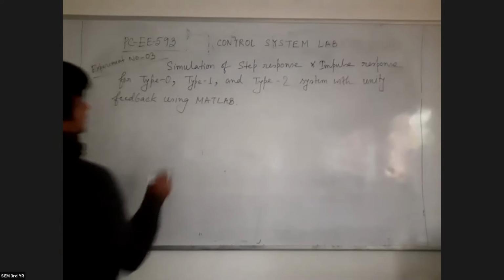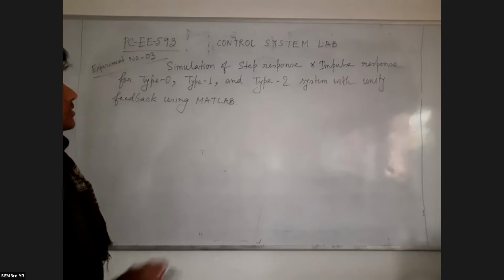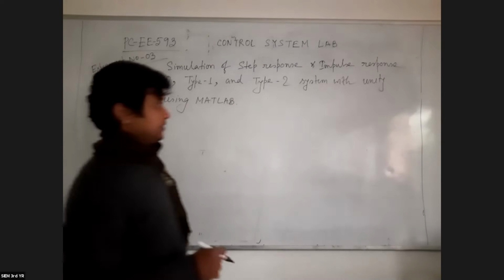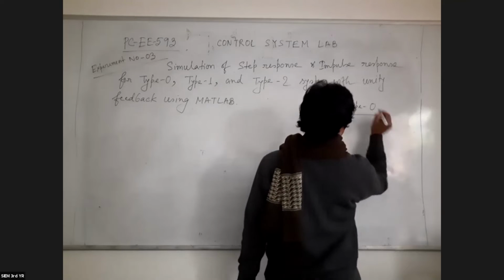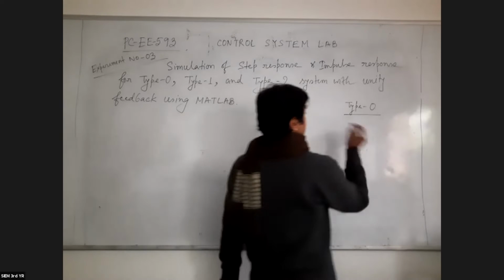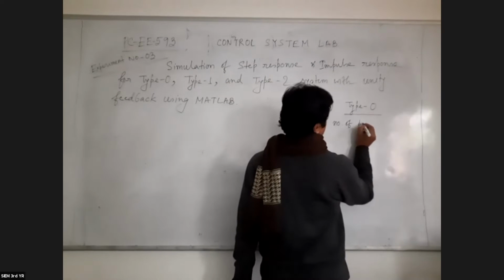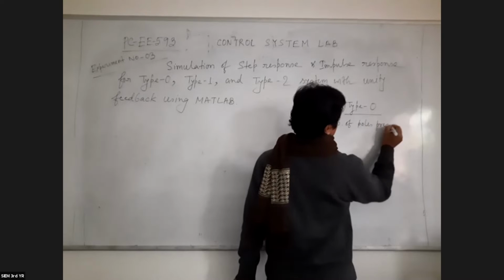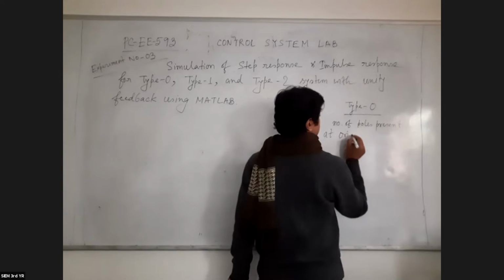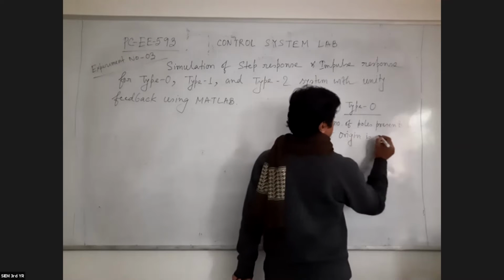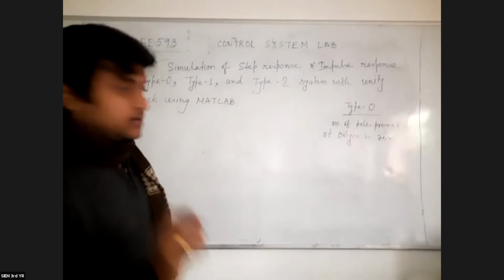Now, simulation of step response and impulse response for type 0, type 1, and type 2 systems with unity feedback using MATLAB. Now, what is basically a type 0 system? We know in a type 0 system, the number of poles present at the origin is 0.